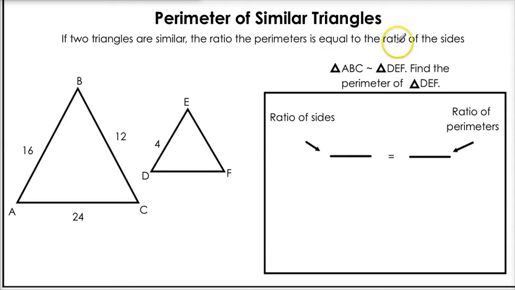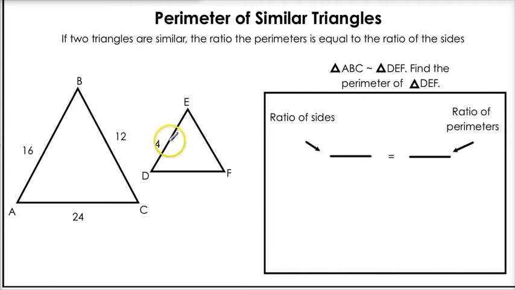Finally, we're going to talk about the perimeter of similar triangles. If two triangles are similar, the ratio of the perimeters is equal to the ratio of the sides. What does that even mean? Well, let's look at this question right here. We'll try to figure this out. Triangle ABC is similar to triangle DEF. Find the perimeter of triangle DEF.